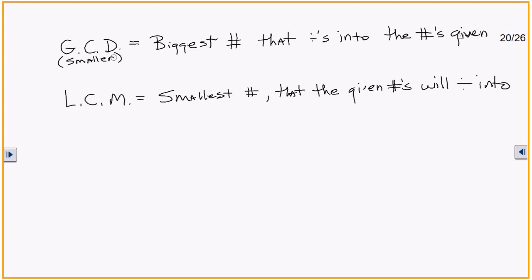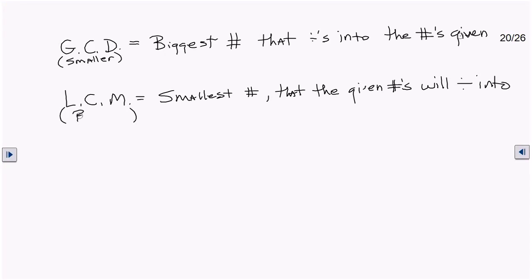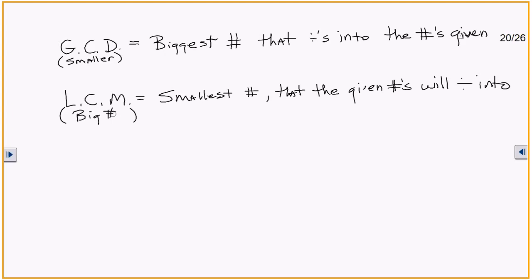Smaller number, and then the least common multiple is going to be a big number. Now, again, I'm going to warn you that I teach this differently from other books or other teachers. So you may run into a problem here, but it's a whole lot easier the way I do it. I've tried to teach the other way, and it just doesn't work very well. So we're going to do it the way I do it.